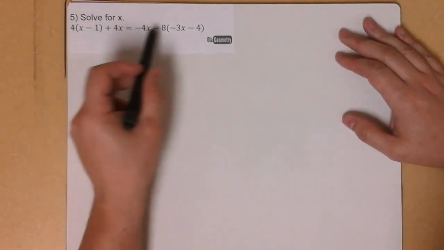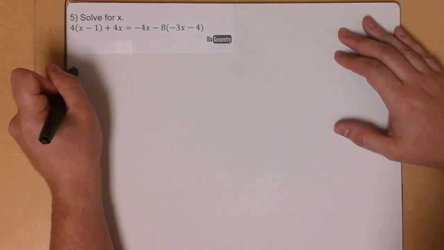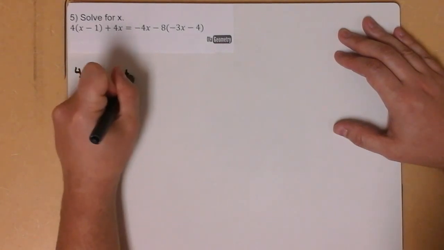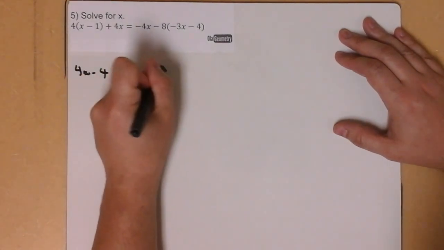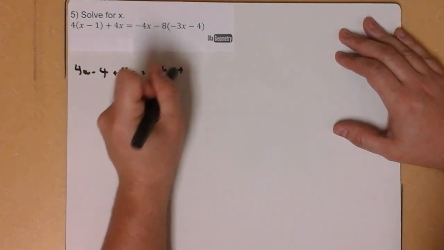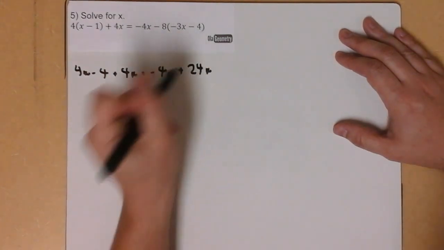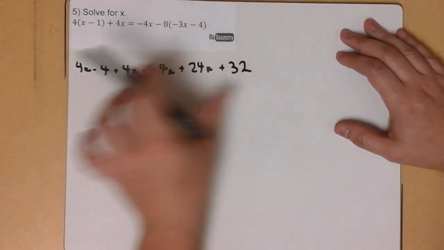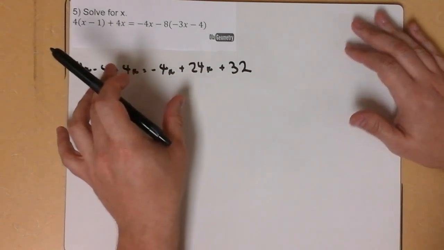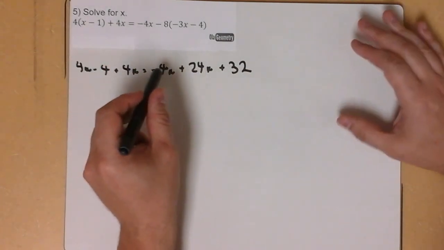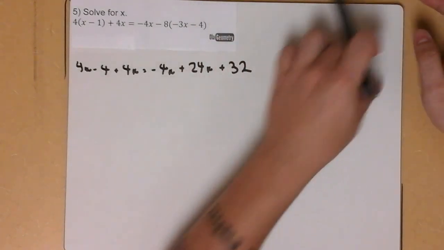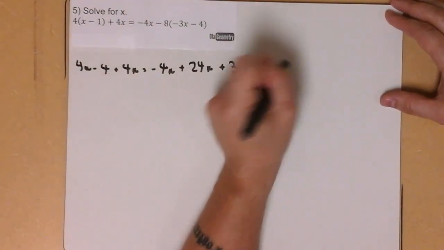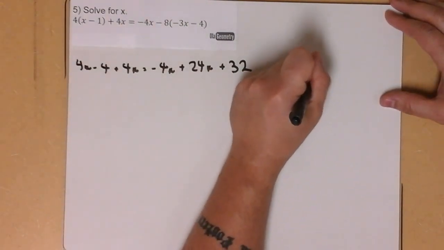So, first thing I'm going to do is I'm going to distribute. I'm going to have 4x minus 4 plus 4x equals negative 4x plus 24x plus 32. That's the statement side of your table, of your t-table. Here we're going to talk about what property I applied, and what I applied is the distribution property. So I'm going to just say the distribution property.